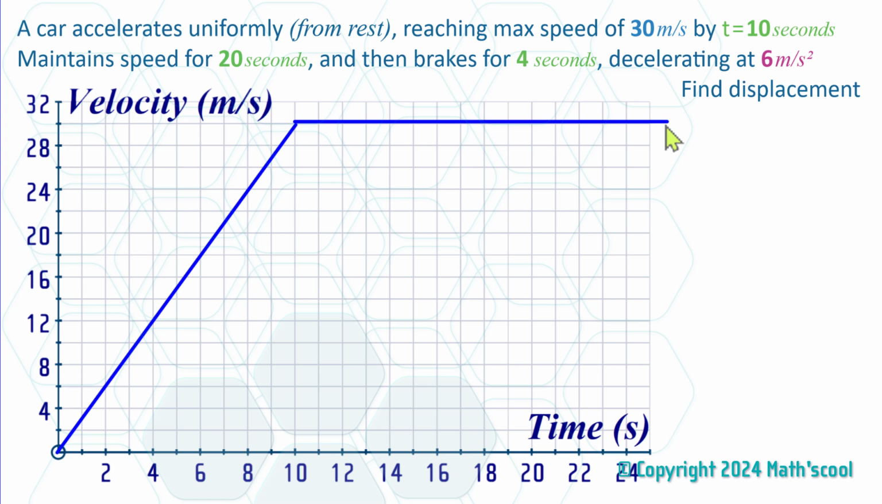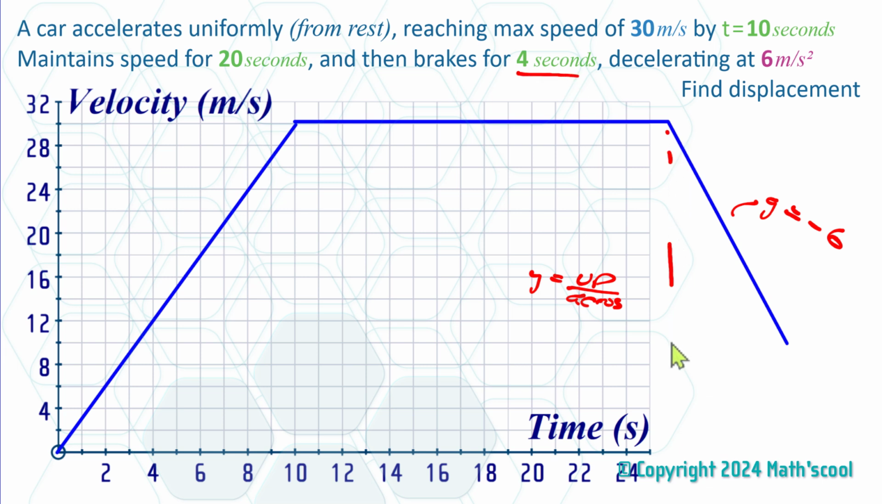Okay, so we know that the gradient for the next bit is going to be -6, because that's going to be a deceleration. And remember, we said that gradient is up, over, across. And we know that it's across for 4 seconds. So -6 equals up over 4. And so up equals -24. So we know that this is -24 up. In other words, down 24.